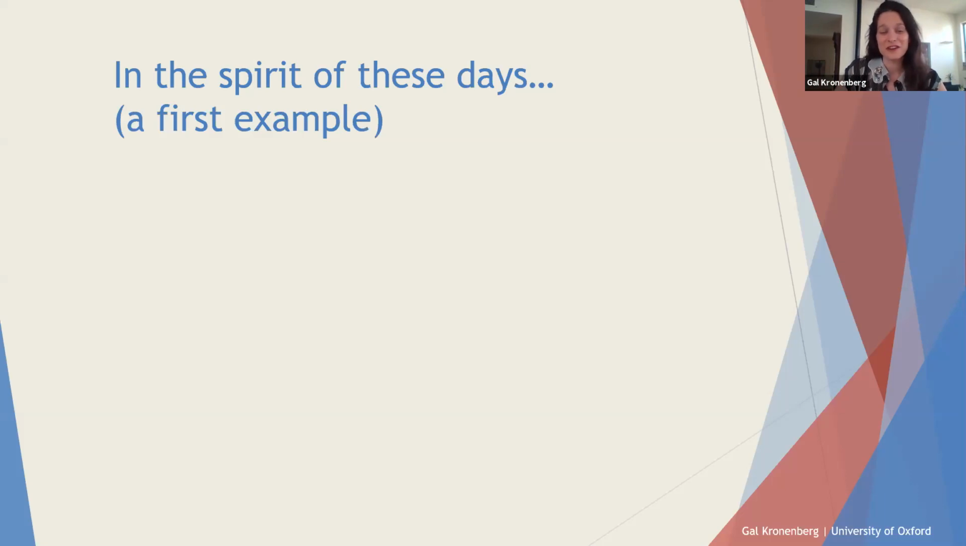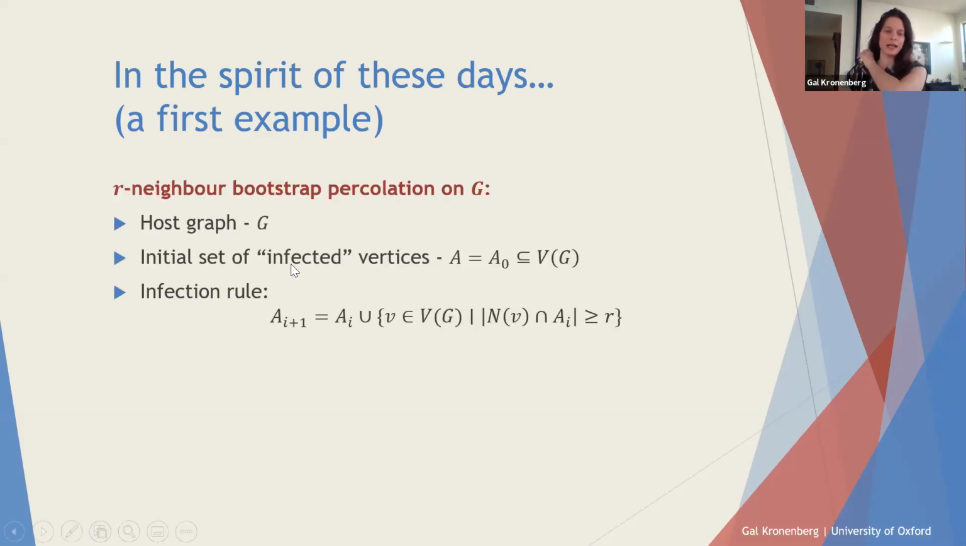So let's talk generally about bootstrap percolation and not specifically about graph-bootstrap percolation. Let's start with what we call r-neighbor bootstrap percolation. Assume we have the world, which we call our host graph, G. And we know that we have some sites, some people, some vertices that are infected. We want to ask, what would be the next step? Who will get infected? And how much will this disease spread?